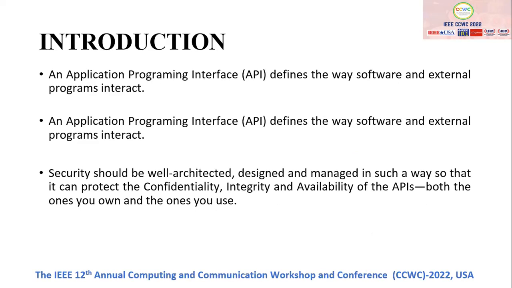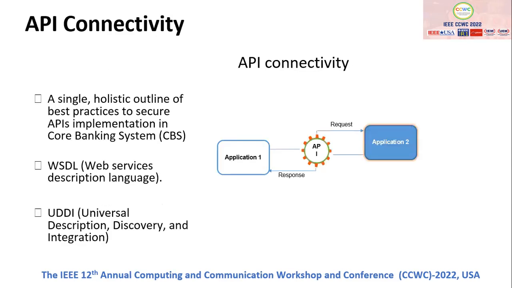In the introduction, API defines how software and external programs will interact with the core banking system or any other core system. It works as a middleware to interact between core software and other external software. So in API, security should be well addressed, because an attacker or malicious code can be inserted into the system through API. We should be very careful about security in terms of confidentiality, integrity, and availability. Both things we need to consider for API security.